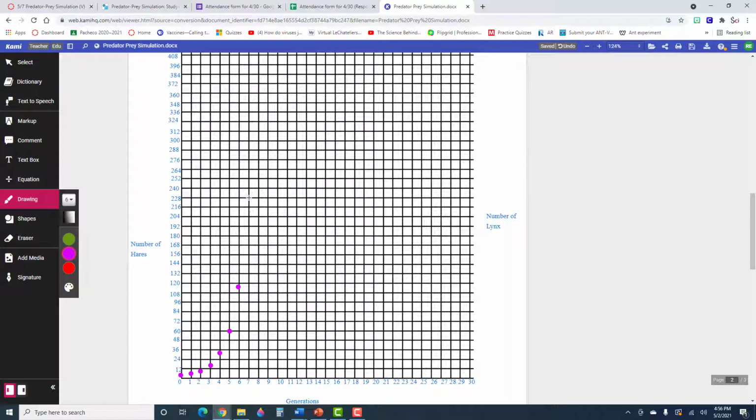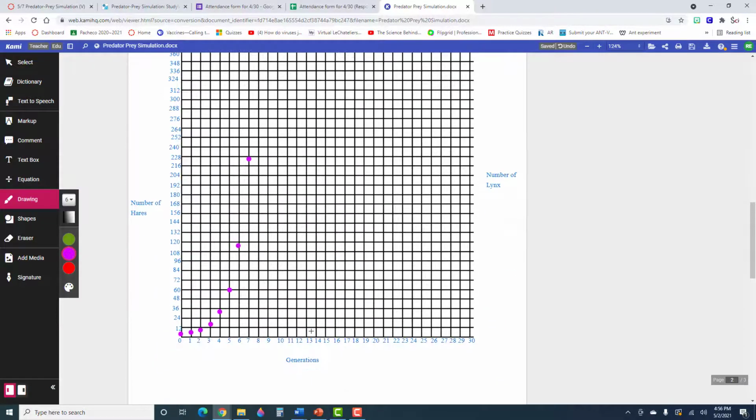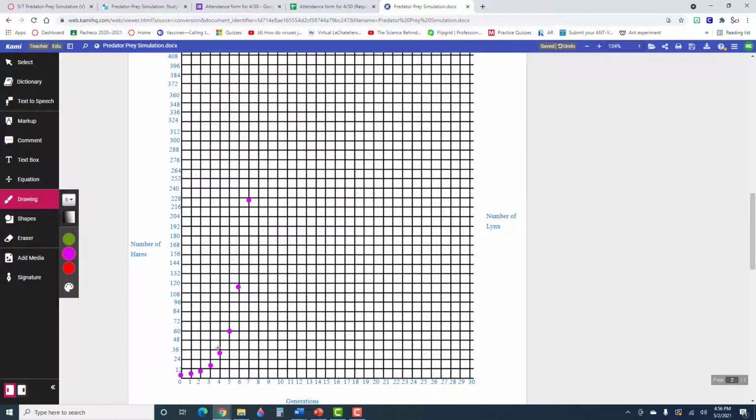Generation 7 was 226. Generation 8, 422. Generation 9 was 211 because they went above that max carrying capacity number, and so half of them starved to death. That's why there was a huge decrease there.